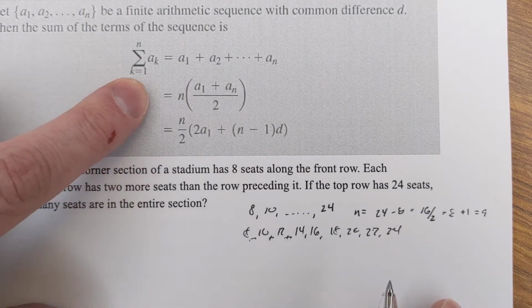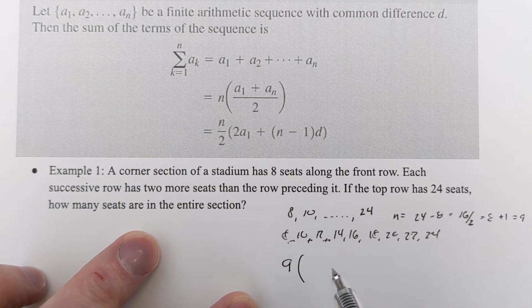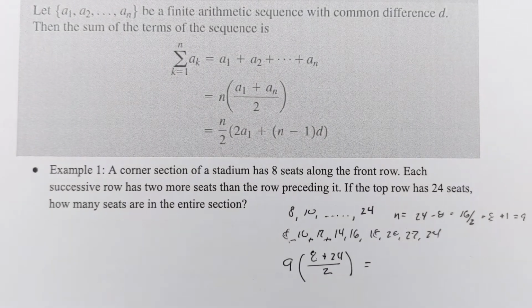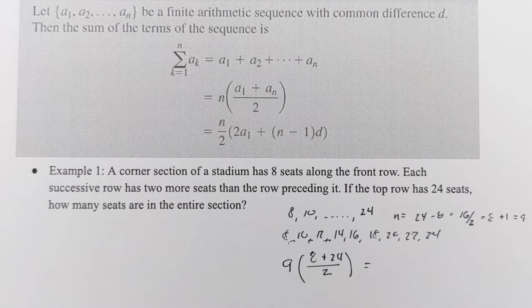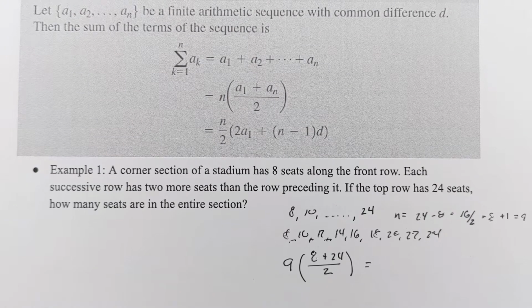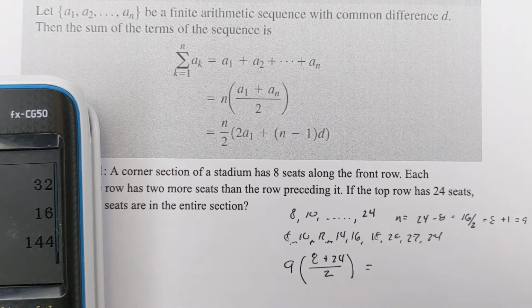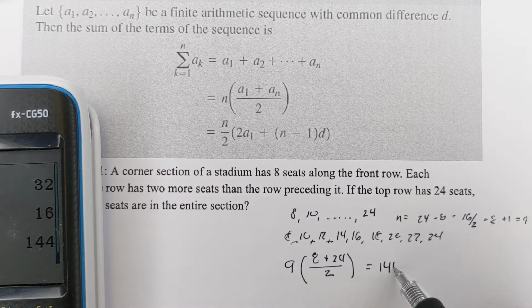So let's use this formula. 9 times the first term plus the last term, divided by 2. Calculator on, there we go. So 8 plus 24 divided by 2, times 9. So there are 144 seats in that section.